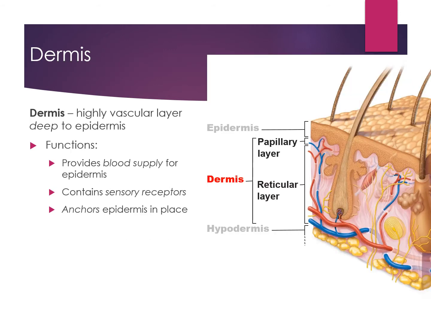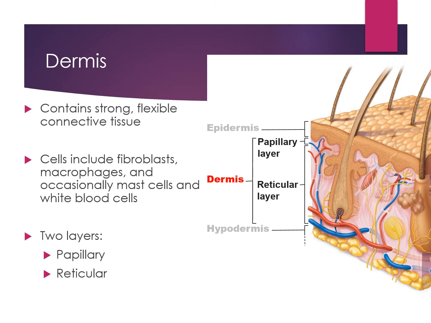Now, deep to the epidermis, we have a second layer called the dermis. In this image, it's represented by all of this pink that you see right here. The dermis is a highly vascular tissue that's deep to the epidermis. Its functions are to provide a blood supply for the epidermis, to house sensory receptors, and to anchor the epidermis in place.